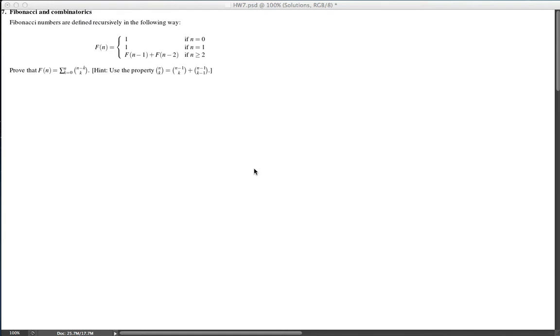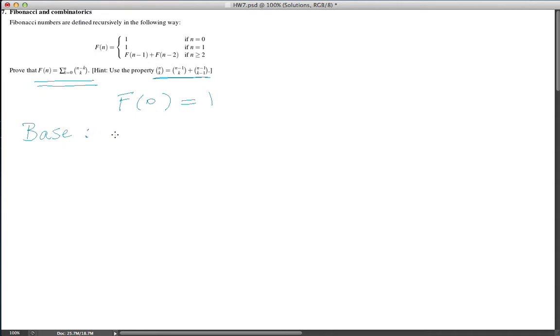We are given the Fibonacci numbers and we want to prove this equality. Note that this time the Fibonacci numbers start from 1, so f of 0 is 1, not 0 like we had in some previous problem. Okay, so we are given the hint to use, which is this combinatorial equality, and we can prove this property by induction.